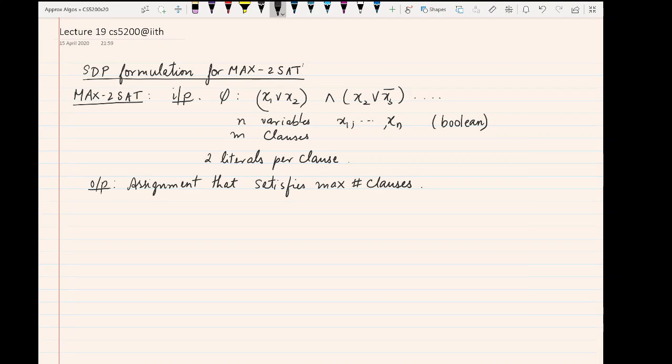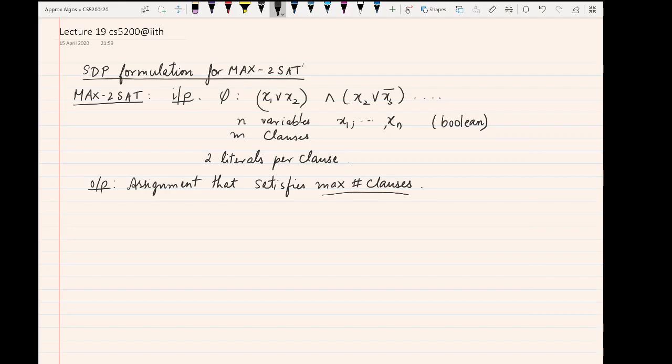So let's look at the first problem I had mentioned, that of max2sat. Now, given the definition of max-sat that we have seen a few lectures back, it must be clear what max2sat means. In the input, you have a Boolean formula, which is a conjunction of some clauses. So we have m clauses. There are n variables that are involved in this, either as themselves or as their negation. And therefore you have exactly two literals per clause. And what you want to output is an assignment that satisfies the maximum number of clauses.